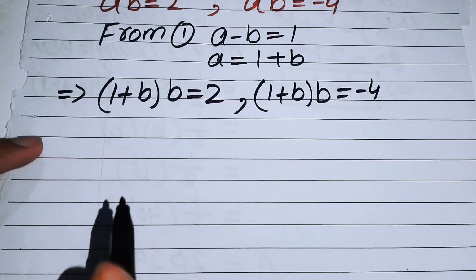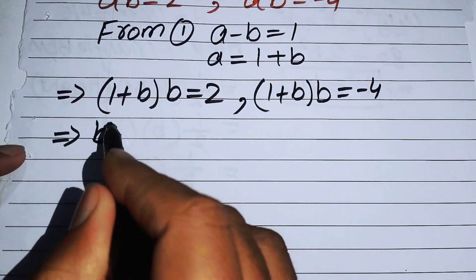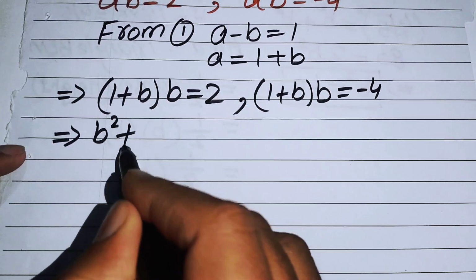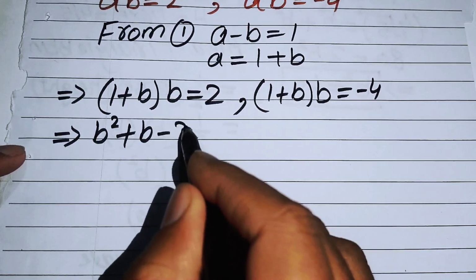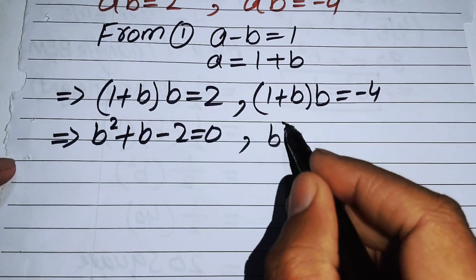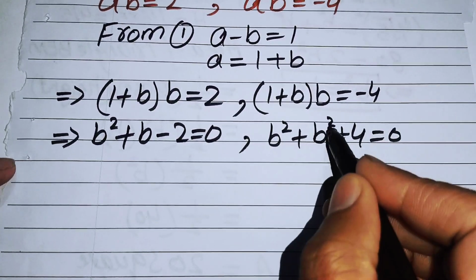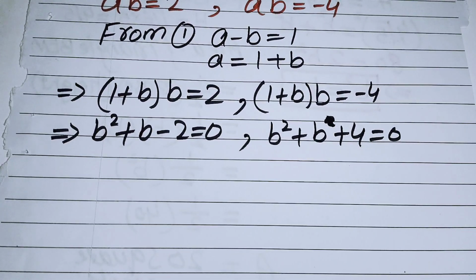And now we make the simplifications here and we multiply this b on both of the terms and you get b squared plus b, and we move this 2 to the left hand side and it is minus 2 equals to 0, and here we get b squared plus b plus 4 equals to 0. So this is the second one. And so here we have both of the equations in quadratic form.